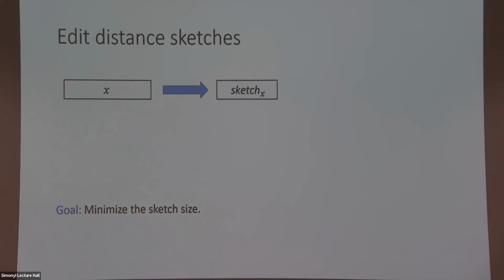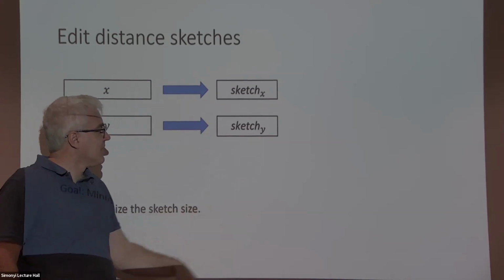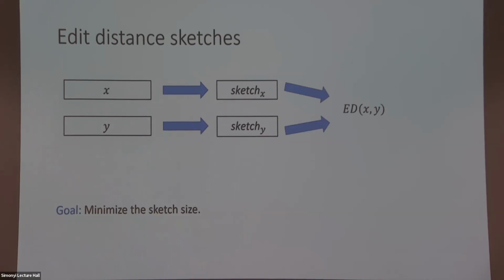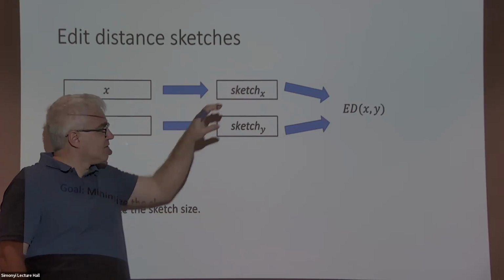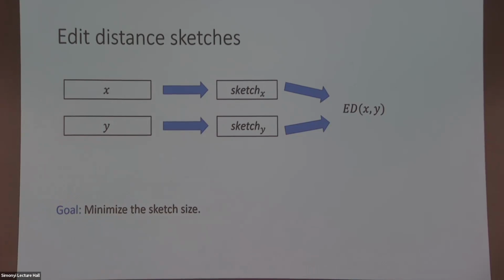So I take X, I process it into some short sketch, maybe using randomness. I'm allowed to use randomness. And then I do the same thing for Y, and then maybe for other strings. And then from the sketches, I want to compute the edit distance. The question is, what is the length of these sketches which we need, and what can be done? So the goal is to minimize this sketch.